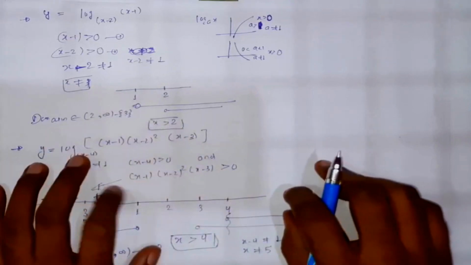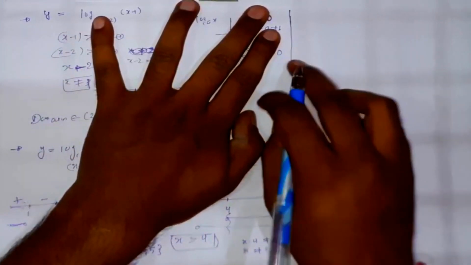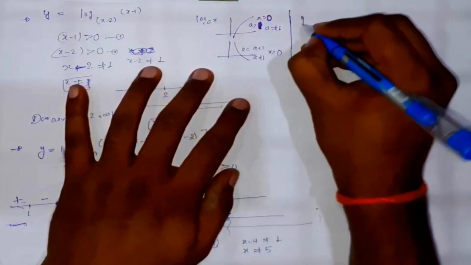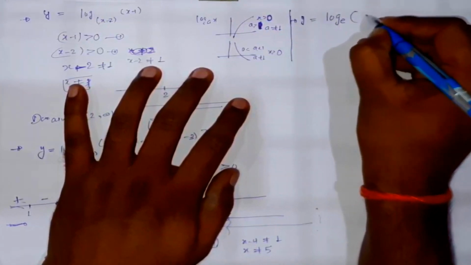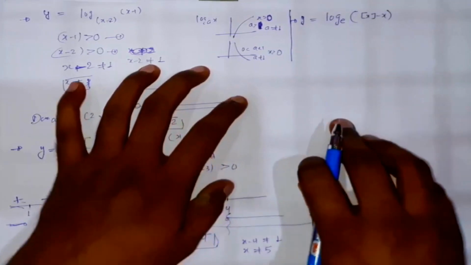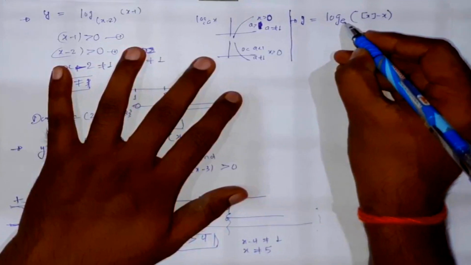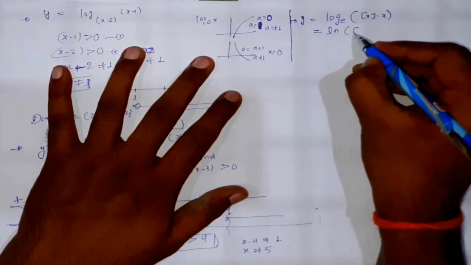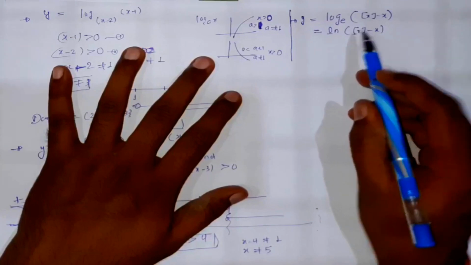Okay, so I'm going to take another example. Y equals log of base e of integral part of x minus x. This is the function, and I need to calculate the domain of this function. If the base is e, as I have already told you, we can write this as ln of integral part of x minus x. One more thing, this is the integral part of x, not the square bracket. I hope it is clear.